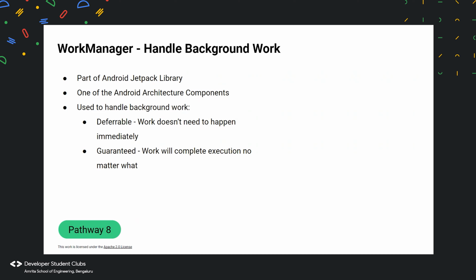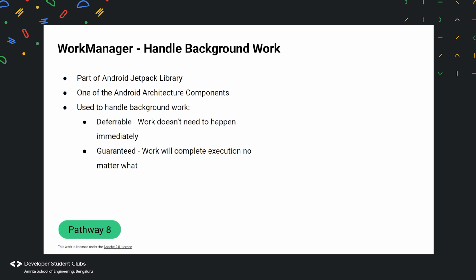Then the second thing we're looking at in the ninth pathway is what's known as Work Manager. It's another part of the Android Jetpack library, which we looked at quite a bit in track 2. And it's one of the Android architecture components. It also goes along with all the architecture components we talked about last week, with the whole MVVM model of constructing your apps and how that makes it easier for you to read and maintain your app code.